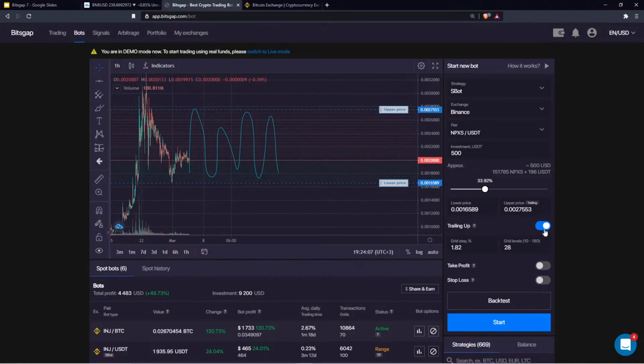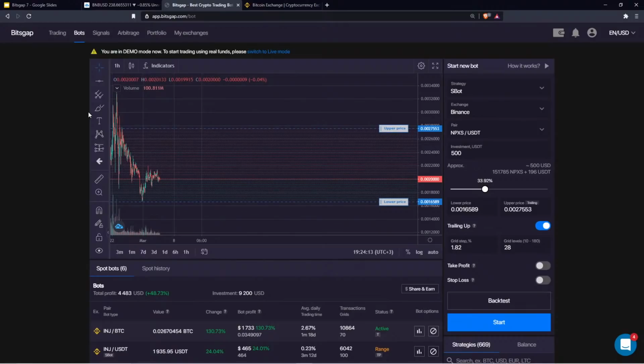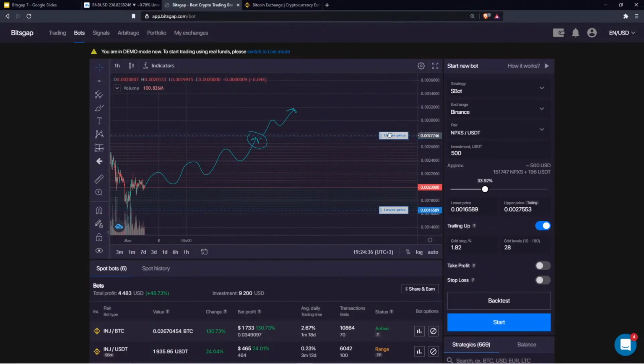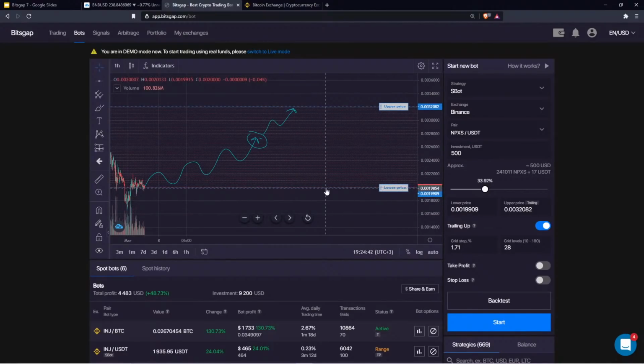Another tool that we have is the trailing up, which I already mentioned. And this tool allows you to follow the market rally. So if the price goes higher and it breaches the upper price over here and goes even higher, when you have the trailing up enabled, your trading range will follow the rally. So it will drag all of your limit orders higher. Basically all your orders are following the market.